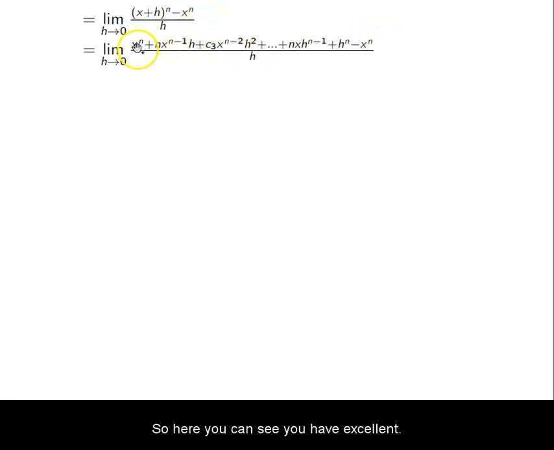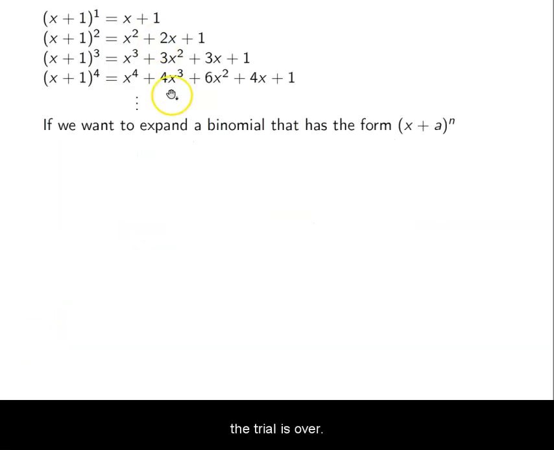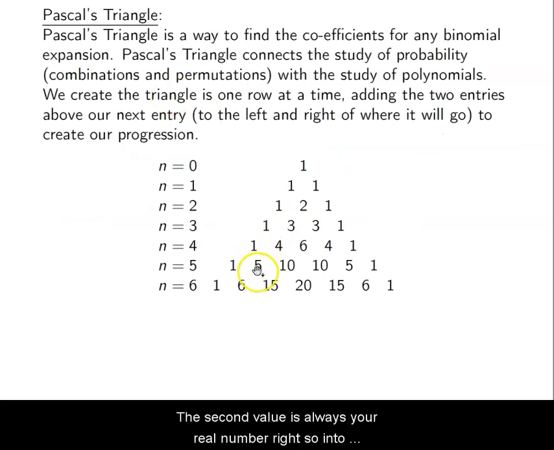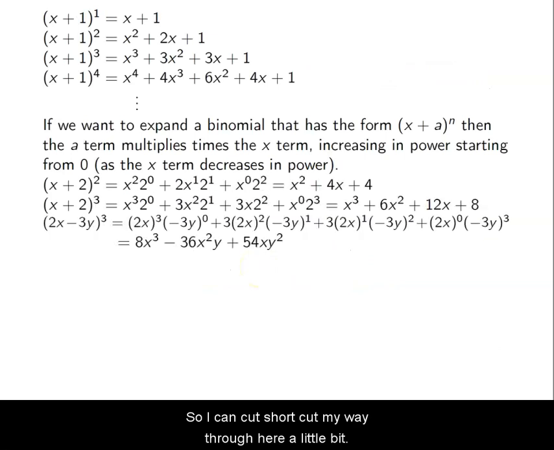So here you can see we have x to the n. The coefficient for the first one is 1, right? The coefficient for the next one is going to be n, because remember what happens in the triangle. Let's go over it one more time. The second value is always your row number, right? So for the 5th power, this binomial to the 5th power, that value is 5. So I can kind of shortcut my way through here a little bit.